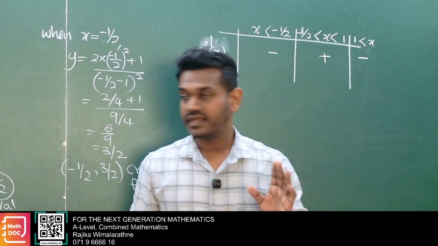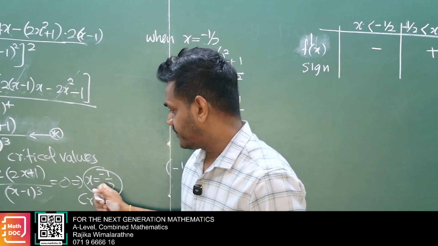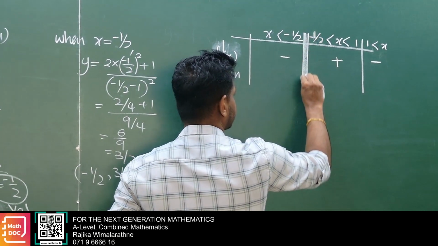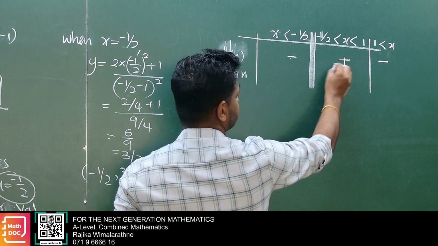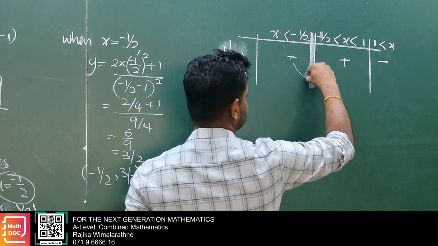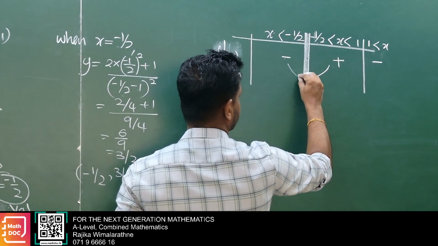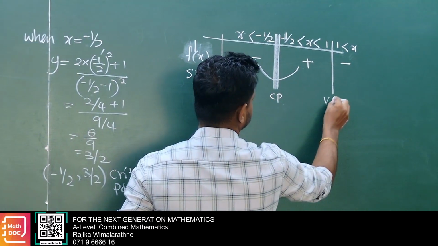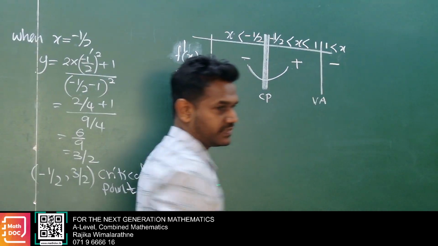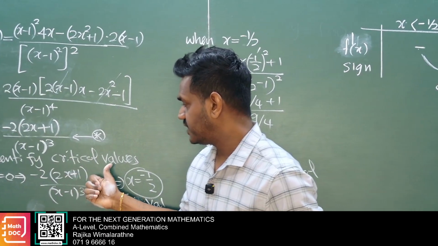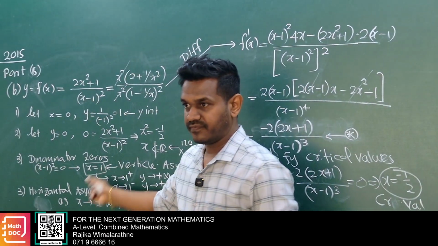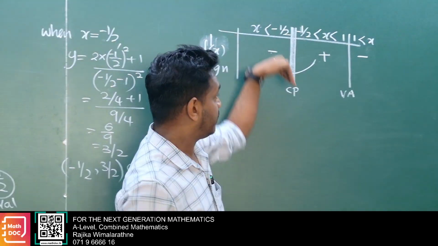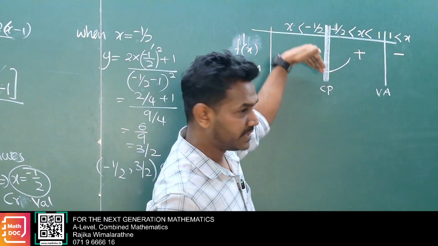So anyway, now here the critical value is minus half, no? This is the critical value, this point is critical. Then there is a minus to plus variation, and we know that is a minimum shape, no? Here is a critical point, but x equal 1 is a vertical asymptote. Don't be misled by plus to minus like a maximum. Here minus to plus at the critical point, then it is a minimum.